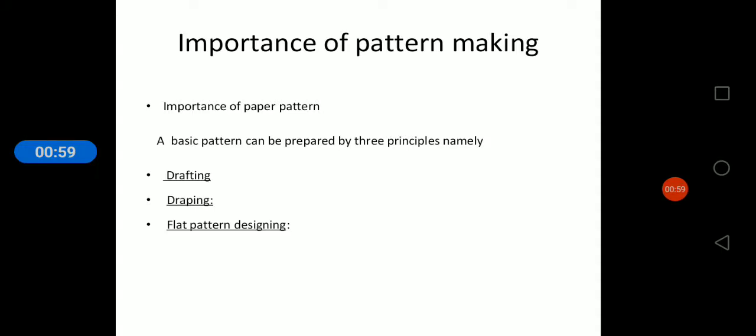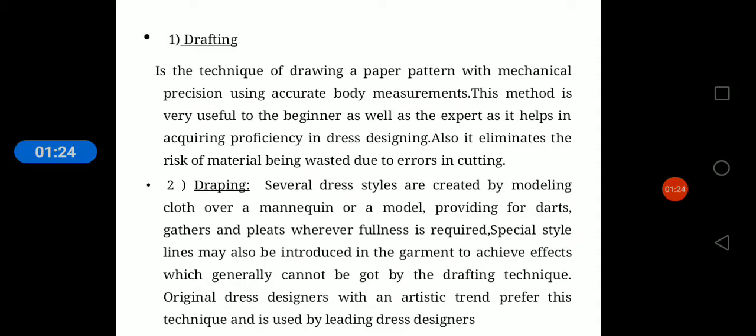So first of all, what is the importance of pattern making? The importance of pattern making is basically in three types of principles: namely drafting, draping and flat pattern designing. These are the three essential principles to make the importance of pattern making. First of all, we need to know about drafting. What is meant by drafting?